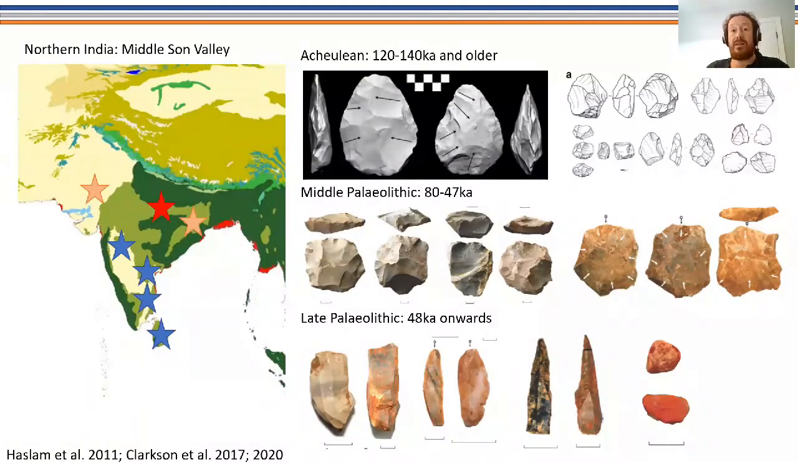With the late Paleolithic appearing from 48,000 years ago, there's a change in focus from centripetal to uni or bidirectional flaking practices, including a greater focus on blade reduction, the use of backing, as well as the presence of ochre, with a notable absence of Levallois technology.